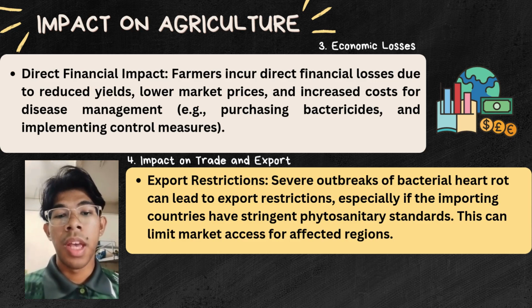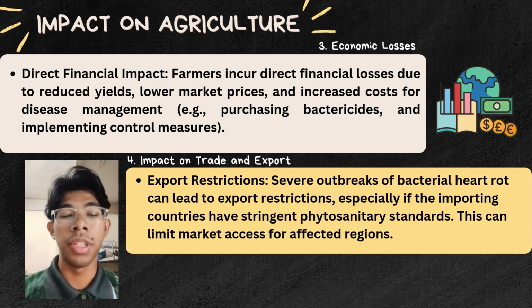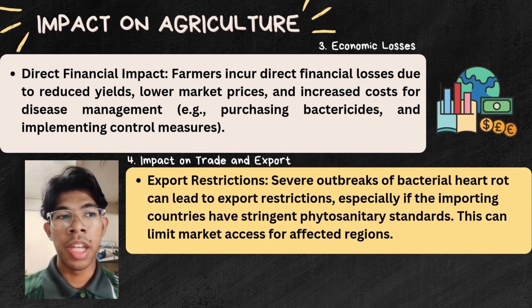Other than that, economic losses. Farmers incur direct financial losses due to reduced yield, lower market prices, and increased costs for disease management, for example, purchasing bactericides and implementing control measures. And lastly, the impact on trade and export. Severe outbreaks of bacterial heart rot can lead to export recession, especially if the importing countries have stringent phytosanitary standards. This can limit market access for affected regions.